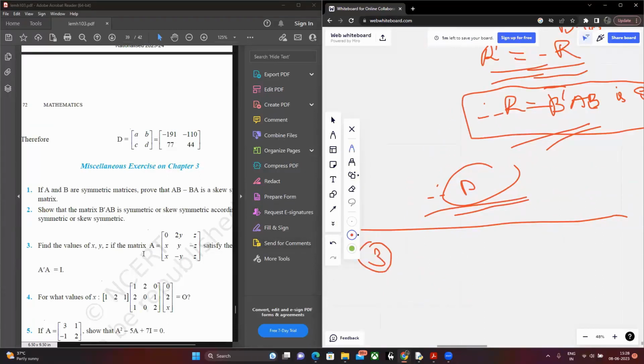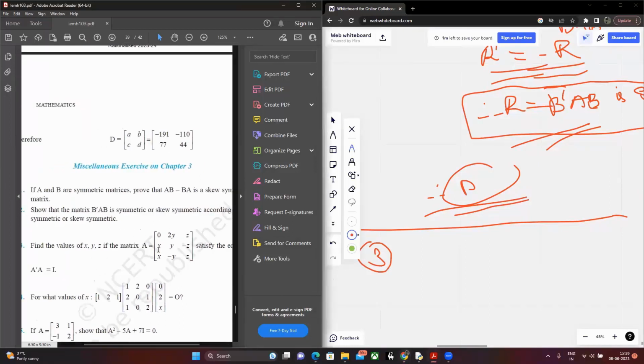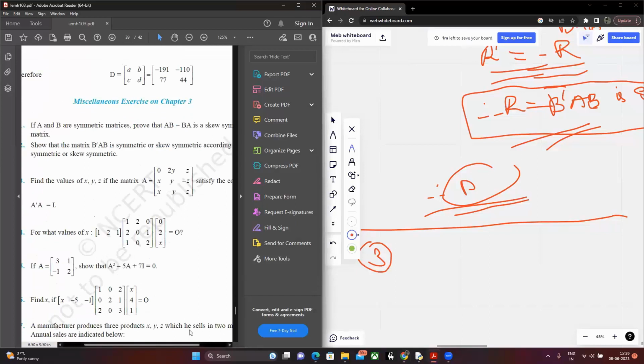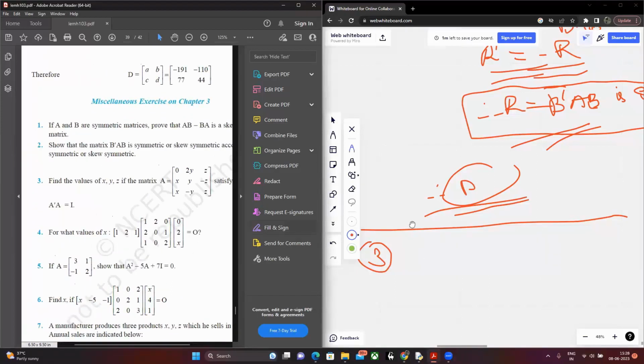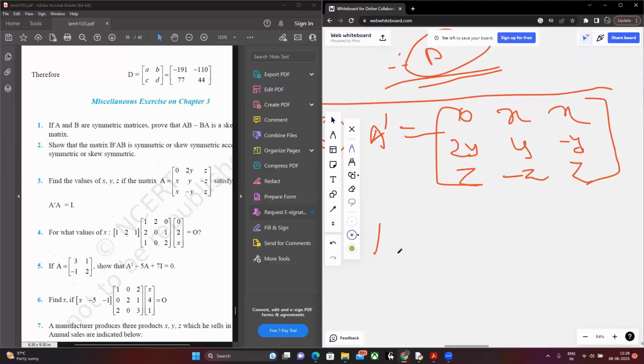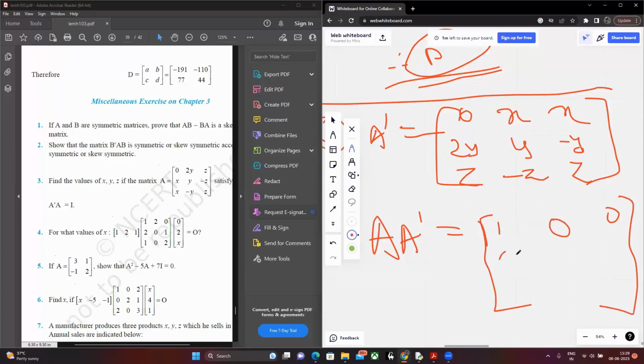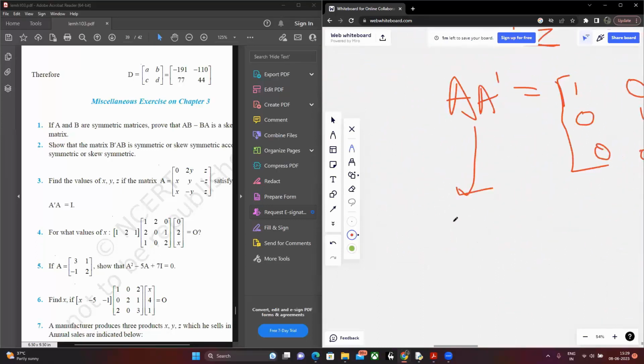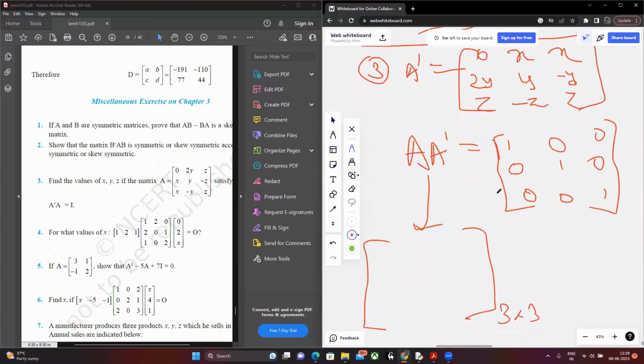Find the values of x, y, z in the matrix A, which is 0, 2y, z; x, y, minus z; x, minus y, z, such that it satisfies the equation A dash A is equal to I. So we have A, let me find A dash. That is 0, x, x; 2y, y, minus y; z, minus z, z. Now A dash A is going to be equal to I, which I assume to be I3 because the matrix A is a square matrix: 1, 0, 0; 0, 1, 0; 0, 0, 1. And this product, I'll write down directly as a square matrix.